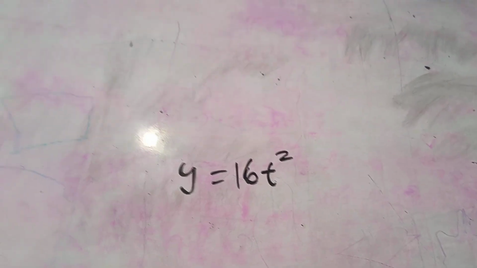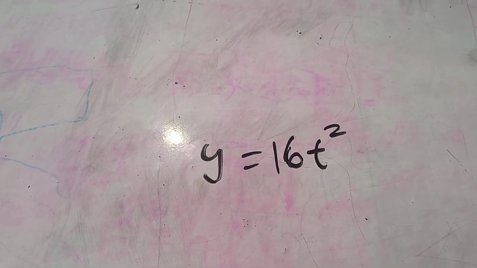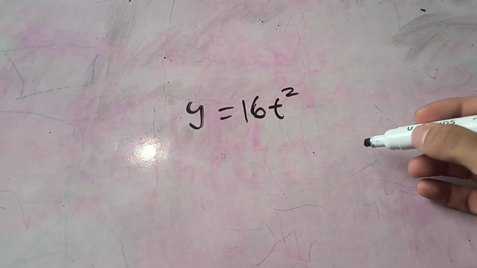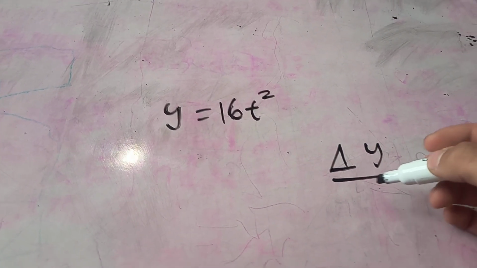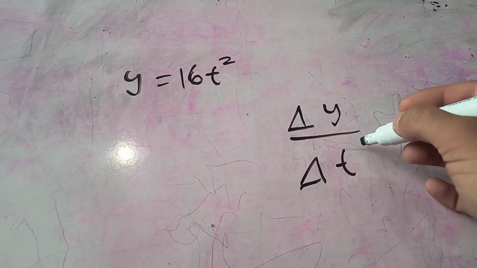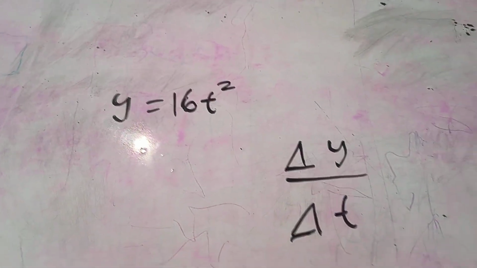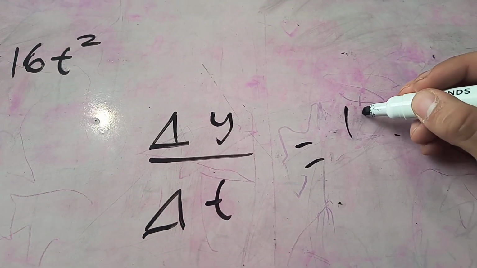Now, if we wanted to find the average speed, what we'd have to do is find the change in y, the change in distance, over the change in time. That gives us the speed of the rock. And in this case, it would be 16.